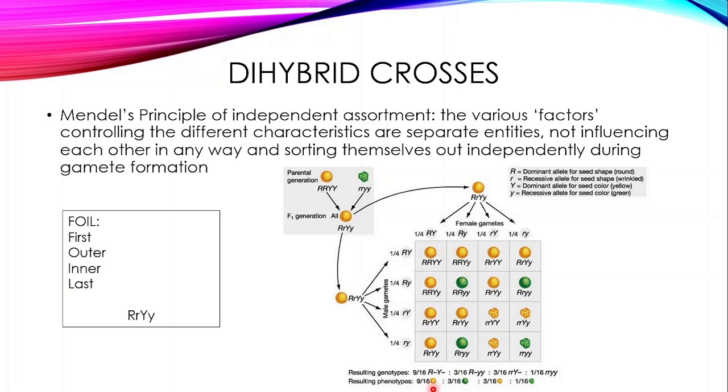Here they counted 9 out of 16, round and yellow. They counted 3 out of 16, round and green. They counted 3 out of 16, wrinkled and yellow, and 1 wrinkled green. And then you can work out the ratio by saying 9 divided by 16 times 100, 3 divided by 16 times 100. And you get your ratios.